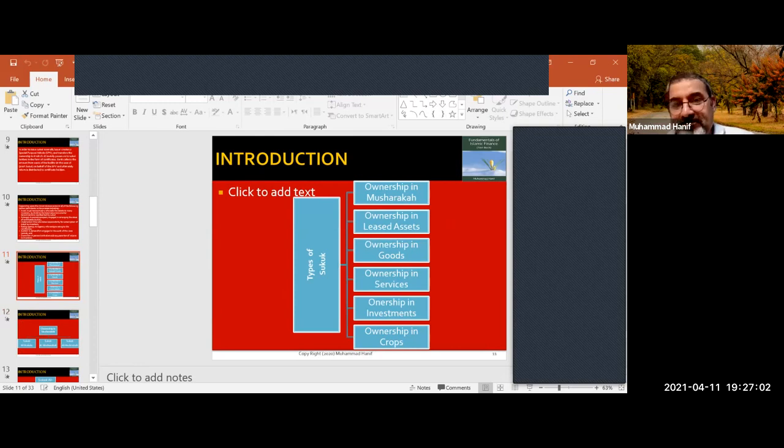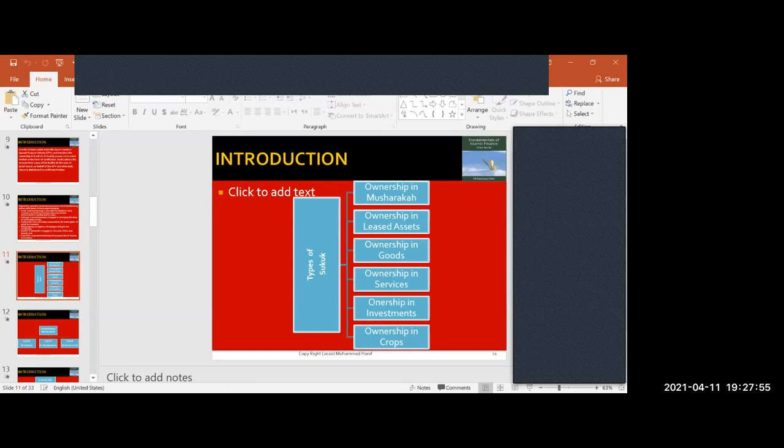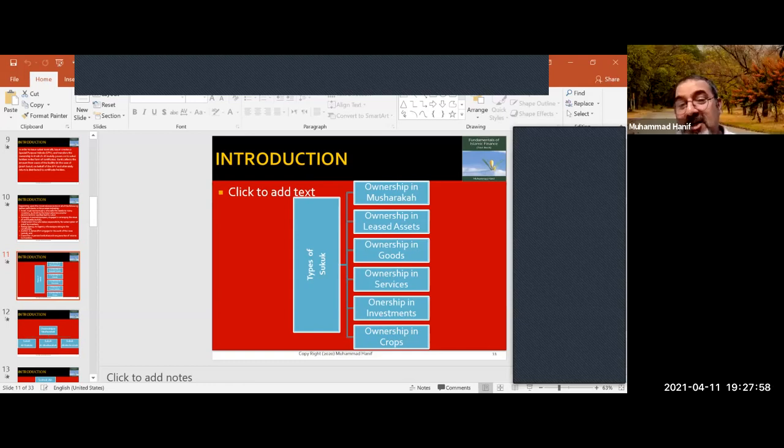Types of sukuk. Ownership in musharaka: your money is going into musharaka, so you have ownership in the musharaka assets. Ownership in leased assets: Sukuk al Ijarah. Ownership in musharaka: Sukuk al Musharaka. Ownership in goods: maybe Sukuk al Mudarabah. Ownership in service: maybe Sukuk al Amal, I don't know. What is the Arabic of service? Sukuk al Khidmat. Ownership in investments: Sukuk al Istismar. Ownership in crops.